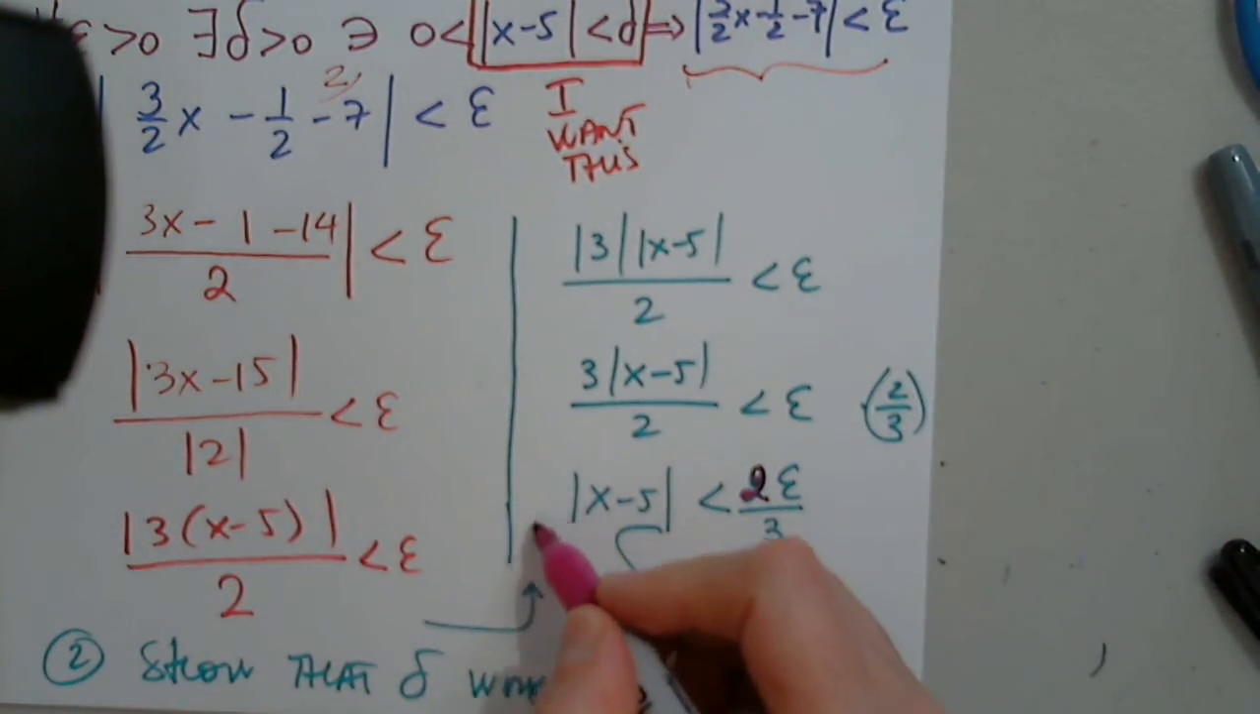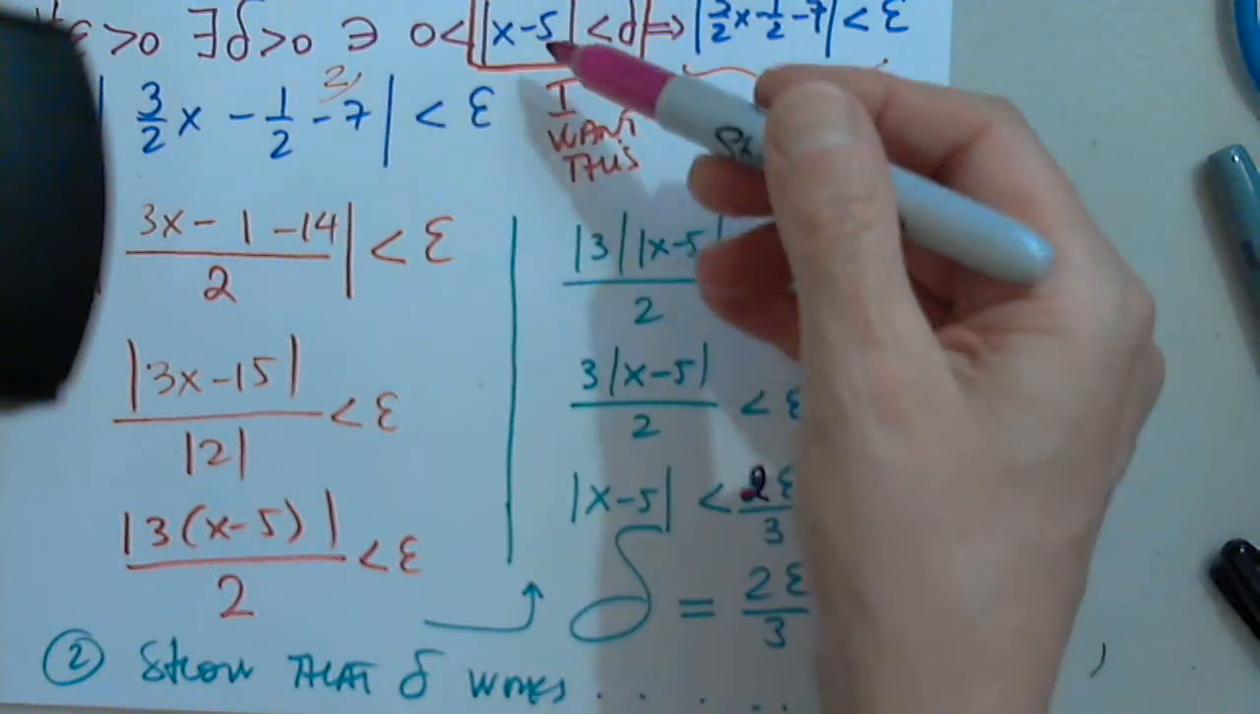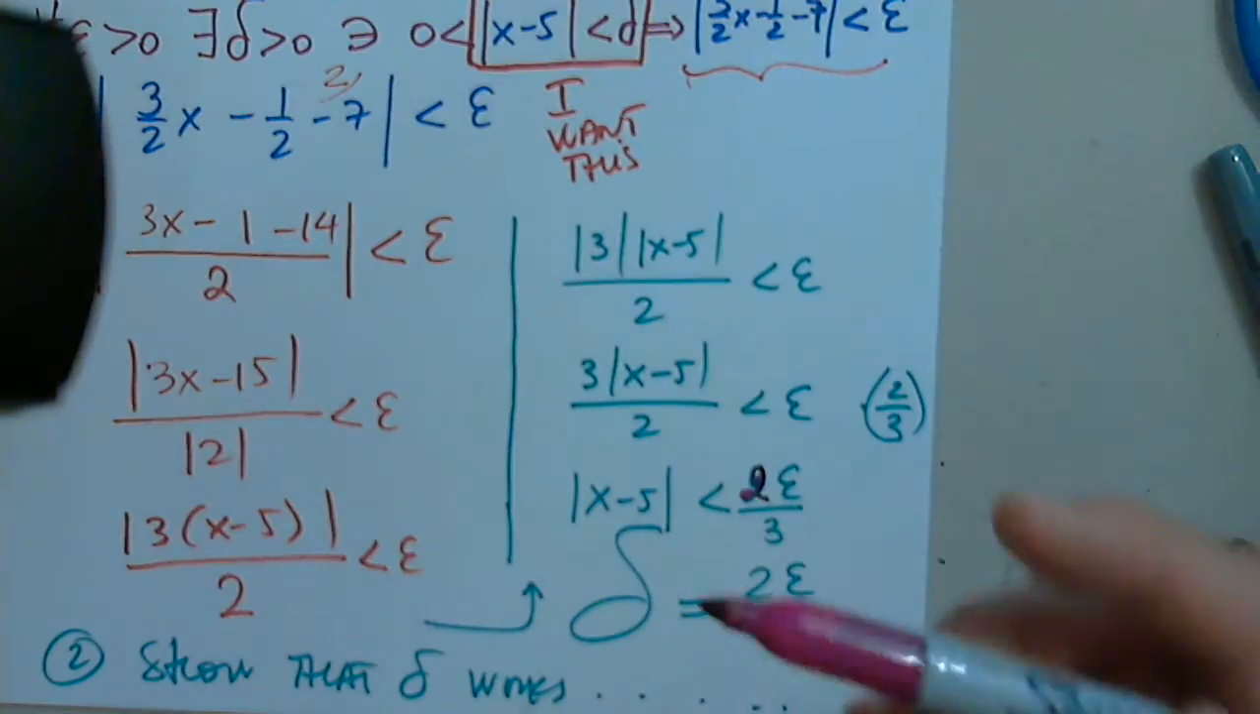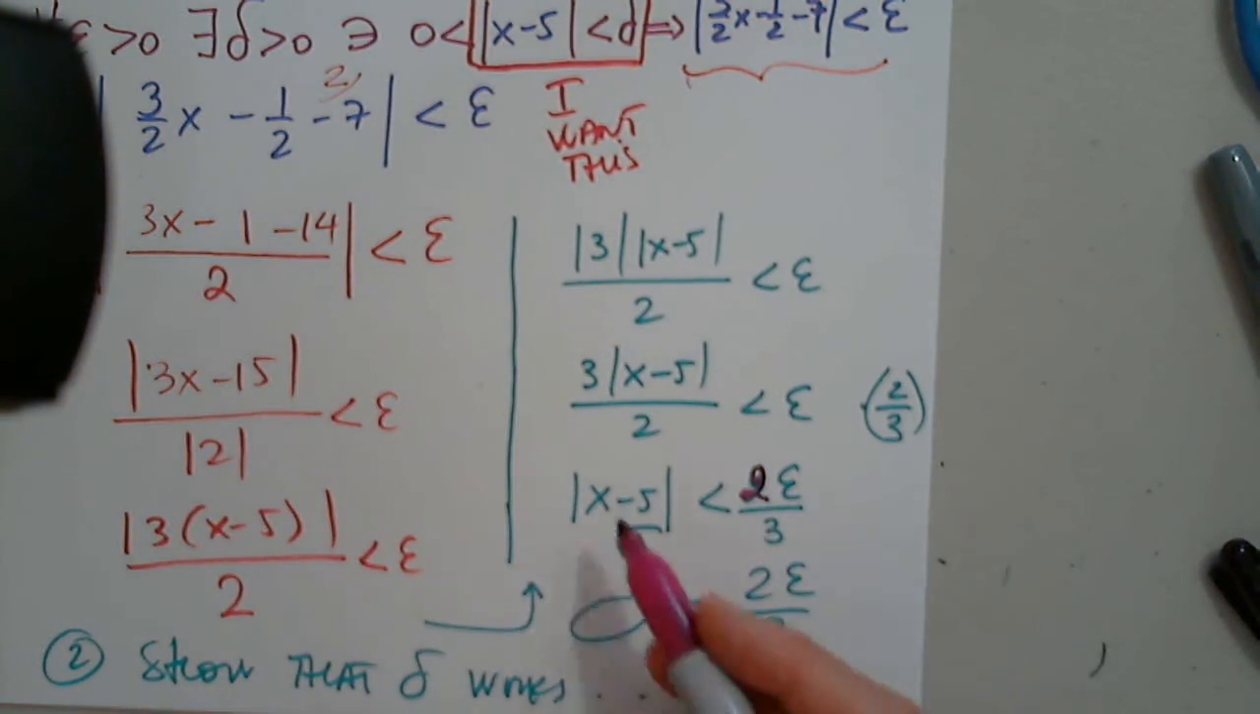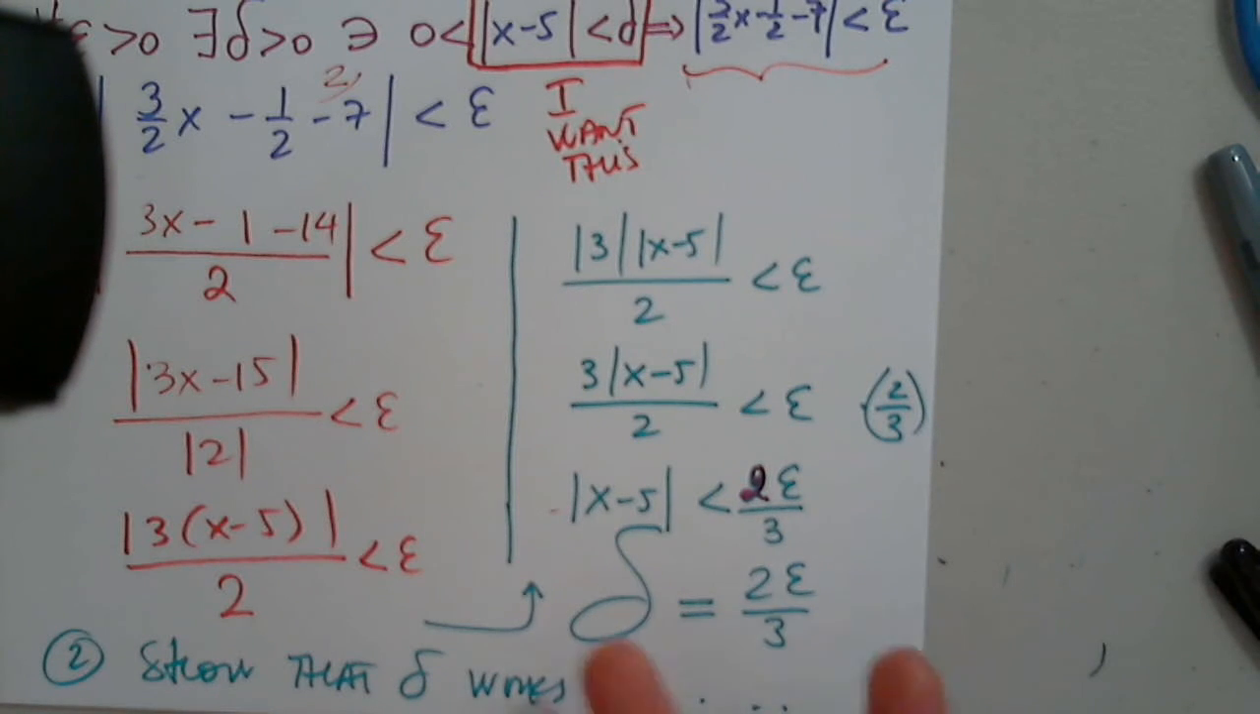But if I have a 3 in here, I can work with that. I don't have the absolute value of x minus 5. I have 3 times the absolute value of x minus 5, so I have to clean it up. Get rid of that 3 in front. It makes sense now. I didn't understand the cheating earlier.